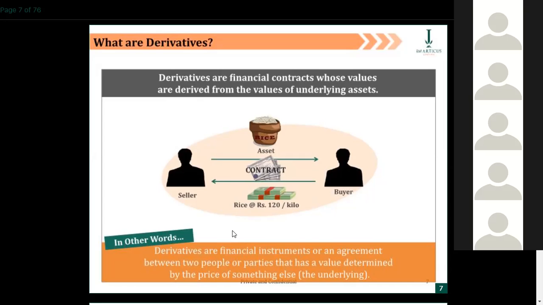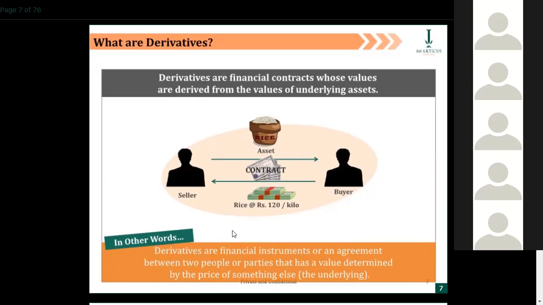So if you look at here, what is happening? The buyer has got this contract in the beginning, and why is the buyer buying it? Because the buyer has this thing in his mind, maybe the price of the same asset rises in future. If the price rises in future, the same quantity which is available at 120 rupees per kg today would be available at a higher cost.